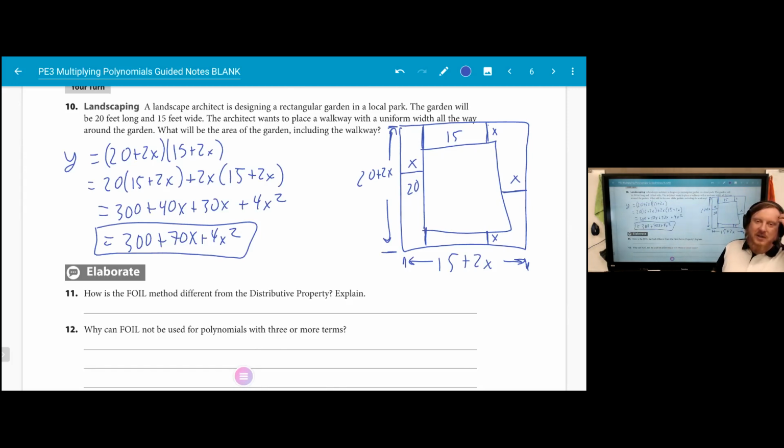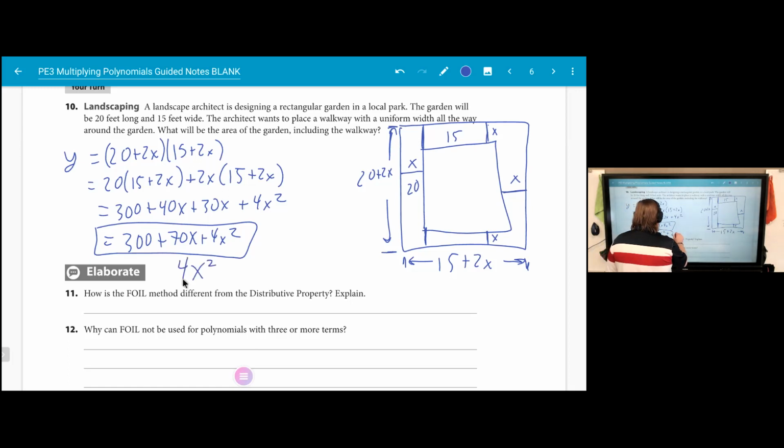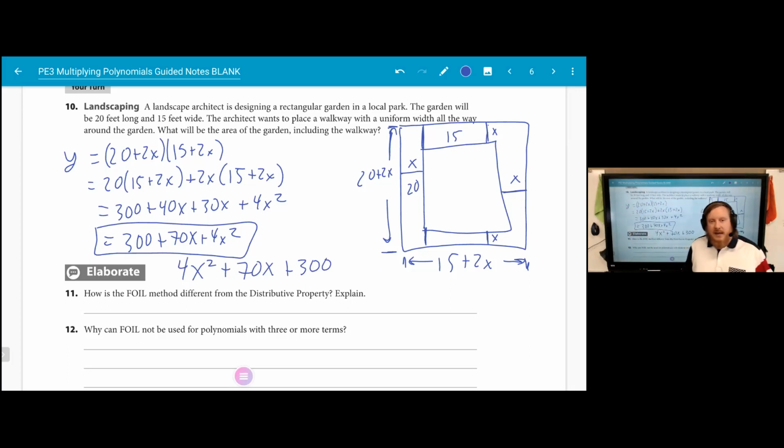So it's a trickier question. I like it for us to talk about, but not necessarily for a summative. And if you multiply those two polynomials, you'll end up with 300 plus 70x plus 4x squared. Now, if you wanted to put it in standard form, you would put the biggest exponent first. You should write this as 4x squared plus 70x plus 300. With that said, again, I kind of avoided the FOIL, but binomials can be multiplied by distribution as well. So that's what we're going to stick with.